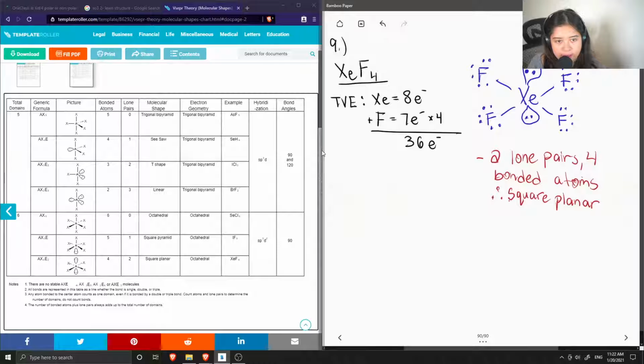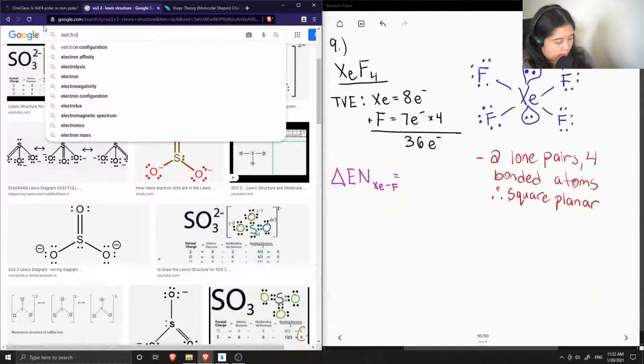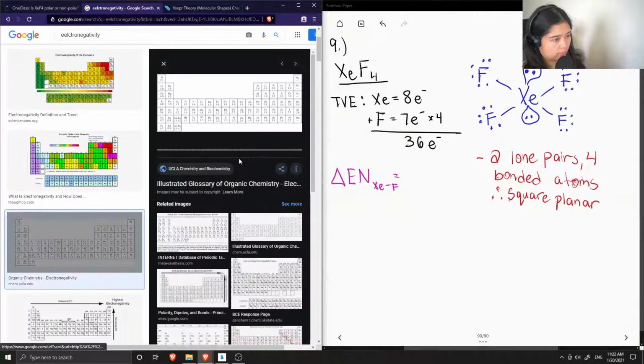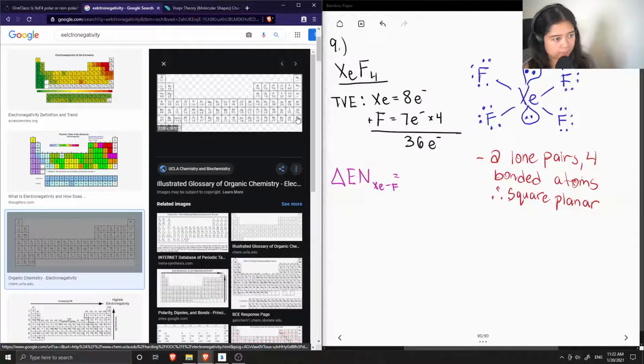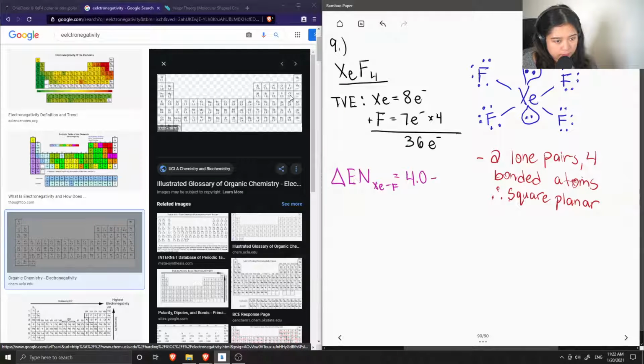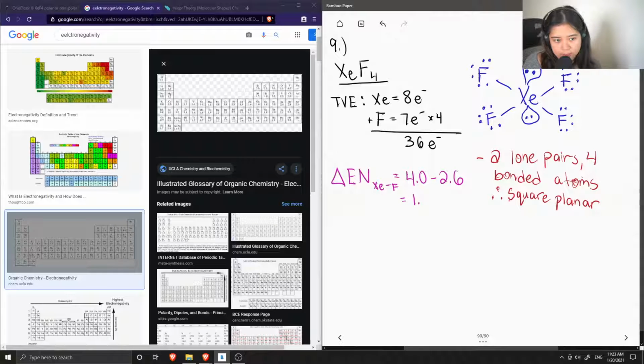Okay, so we know the molecular shape. And now let's find out whether or not a xenon-fluorine bond is polar or nonpolar. So to do that, we need to calculate the electronegativity difference between xenon and fluorine. So now let's look up the electronegativity values. So xenon is 2.6 and fluorine is 4. So this has an electronegativity difference of 1.4. So therefore we can say this bond is polar. Xenon-fluorine bond is polar.